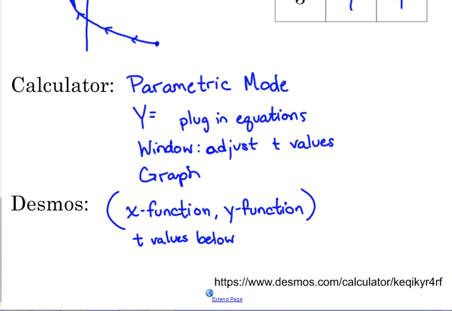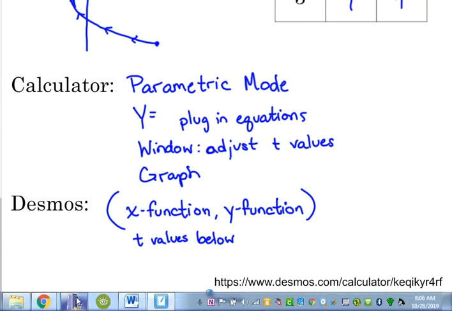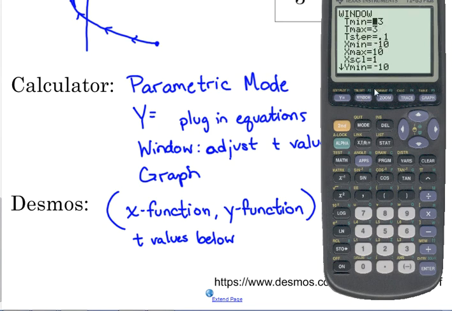So Desmos makes that pretty simple. The same deal happens with the calculator. If the problem doesn't give you a specific T-min, T-max, then just put in a really big negative number, a really big positive number, because it's not going to allow you to put infinity in the calculator either.